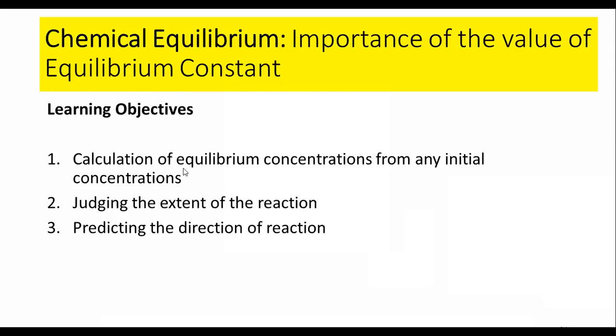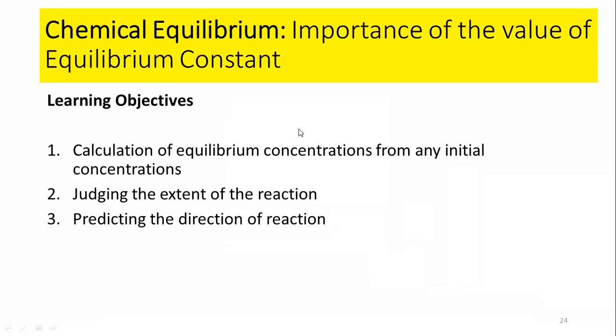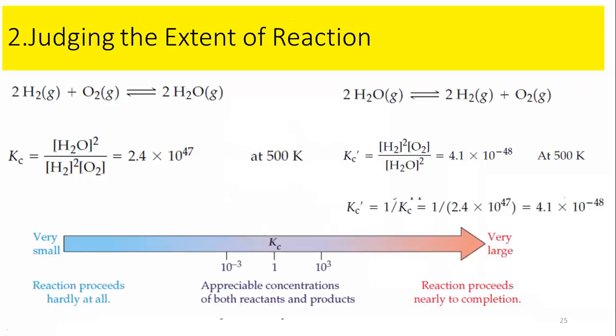As I have said, I have already explained this, or we did a lot of calculations during the class to get the equilibrium concentrations if the initial concentration and the value of K are given. So I am moving towards the second application, judging the extent of the reaction. That means if the value of the equilibrium constant is given, then based on that value you can judge the extent of the reaction.